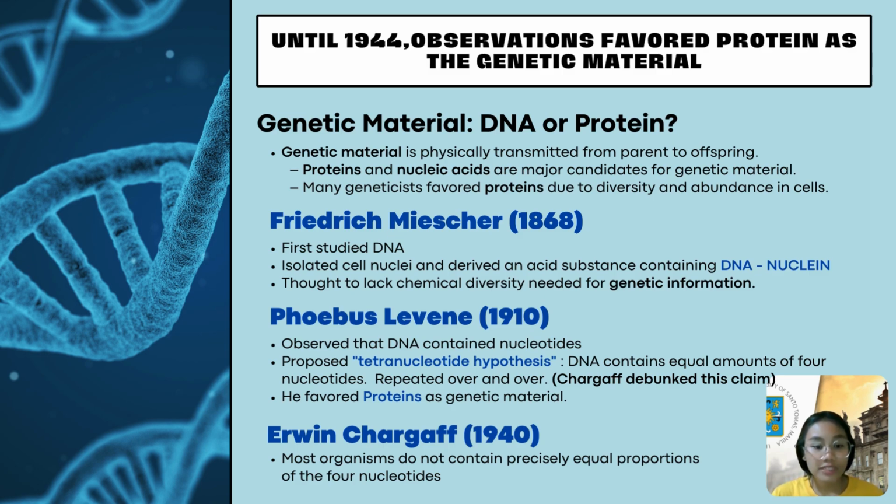Next, we have Phoebus Levene. Phoebus Levene is a Russian-American biochemist. He made a significant contribution to the understanding of the chemical nature of nucleic acids. In 1910, he proposed that DNA was composed of a series of four nucleotide units, each containing a sugar, a phosphate group, and an adenosine base.